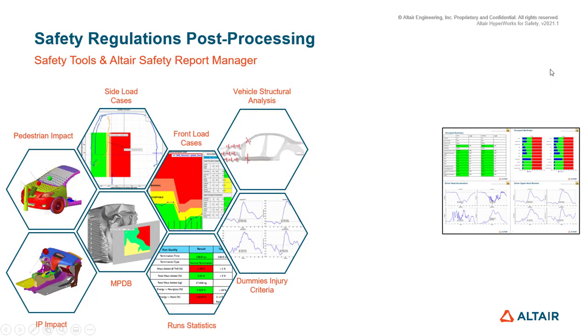Moving on to safety regulations post processing. So it uses safety tools and Altair Safety Report Manager, which is ASRM. It supports multiple load cases such as MPDB, IP impact, pedestrian impact, side load cases, front load cases, and along with these load cases, it is going to show you the run statistics. It gives you the vehicle structural analysis as well, and if occupant is involved, it is going to show you the occupant numbers and the injury criteria.